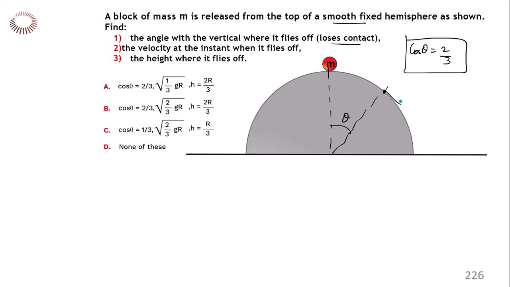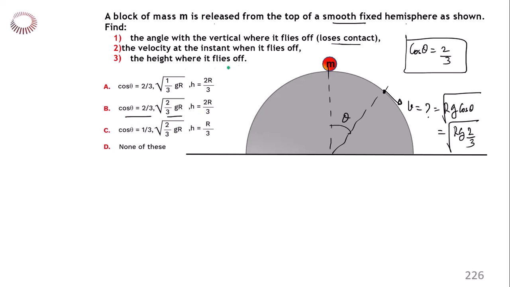So at this point you are asked to calculate the v number. Now what is the v that we have got? That is equal to root of Rg cos theta. This is the answer that we got. So R is given as R, g is g, so it is Rg, and the cos theta is 2 by 3. That means 2Rg by 3, root of 2Rg by 3. So cos theta is 2 by 3, velocity is root of 2gR by 3.